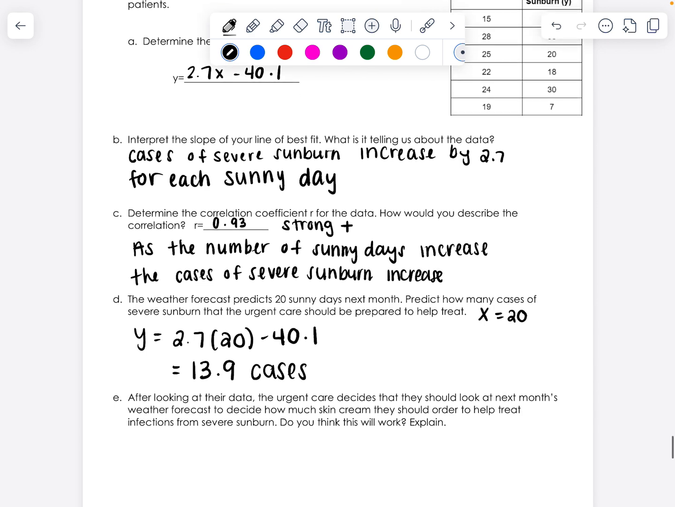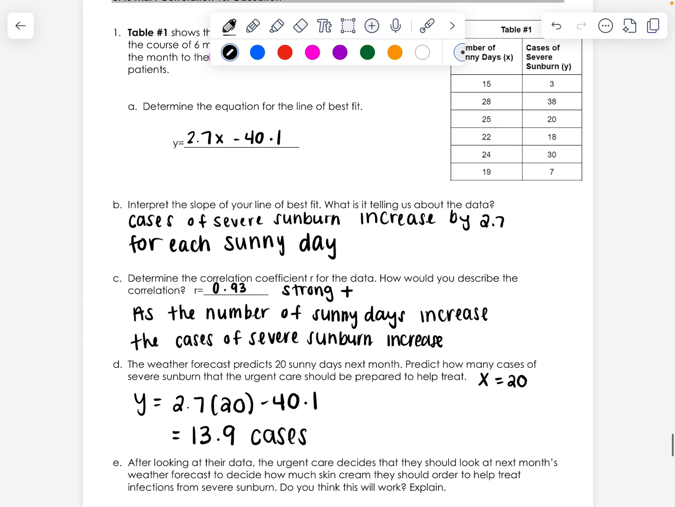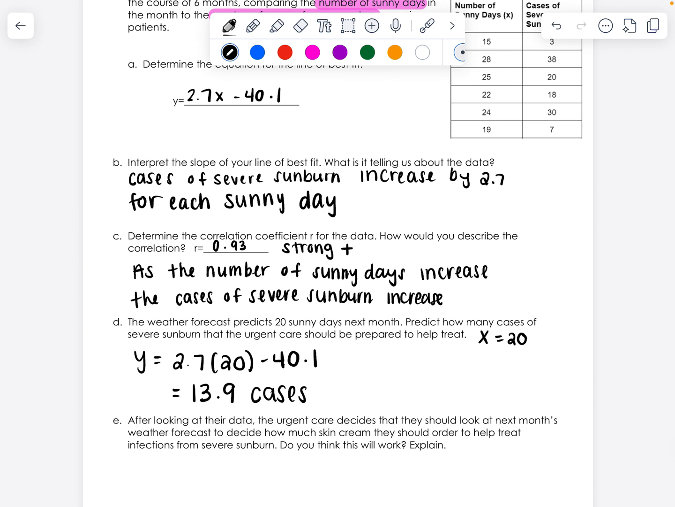All right, letter E says, after looking at the data, the urgent care decides that they should look at next month's weather forecast to decide how much skin cream they should order to help treat infections from sunburn. Do you think this will work? Explain. I'm going to give you about 30 seconds. I want you to decide, do you think this will work? Could we use this data and the number of sunny days next month to figure out how much stuff they're going to need to help cure the sunburn?